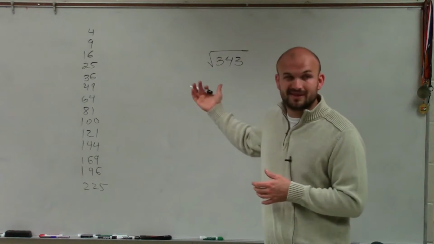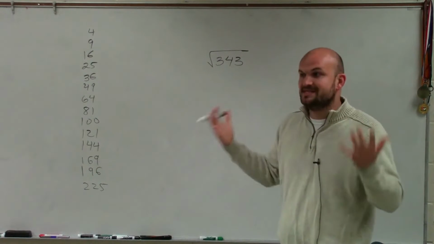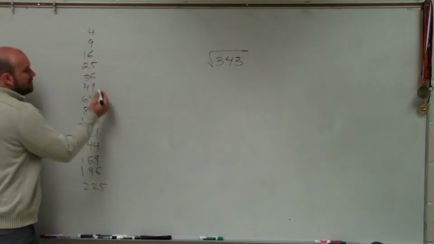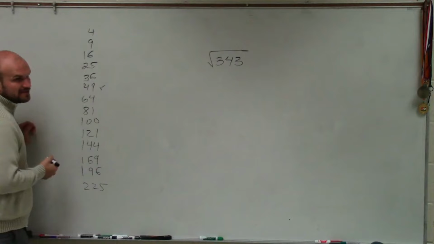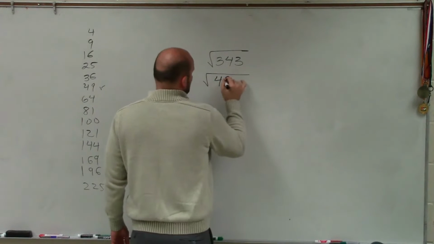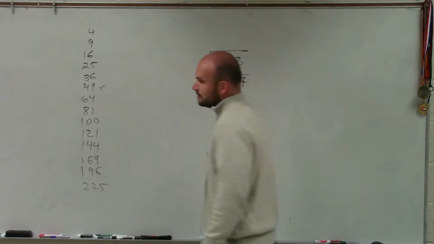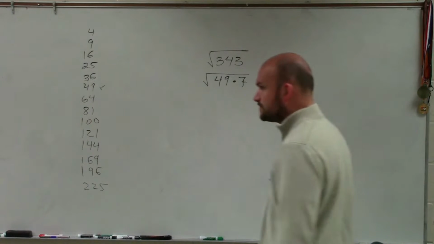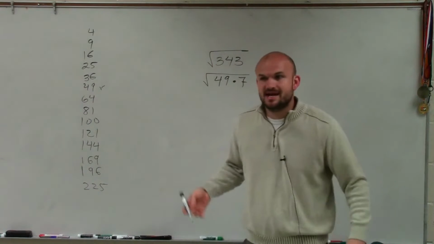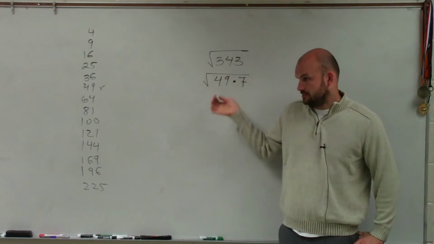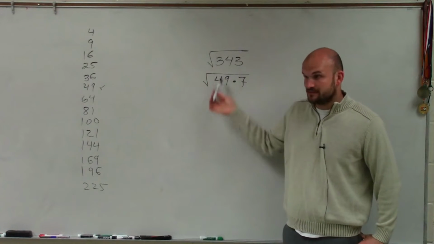When you have a large number like this, it might not be as apparent what your square number is. But as you keep going, we see we have a solution at 49, so I can rewrite this as the square root of 49 times 7. Does that make sense, how you can rewrite the exact same number just as a product? I'm not changing the answer. It's the same thing, right?